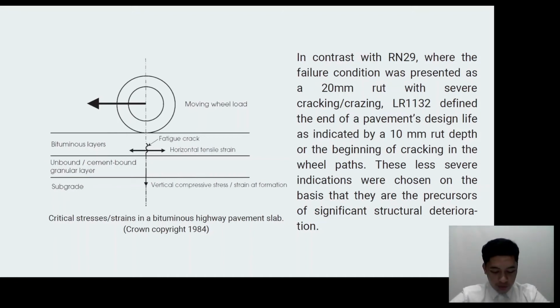We can see in this figure that pavement is affected by the moving load towards it. There are factors that affect this process, and this system of the moving load pavement relationship. This is mostly in the case of the bituminous layer.